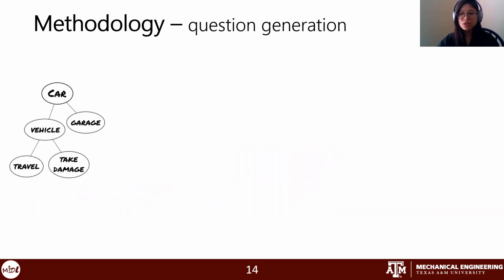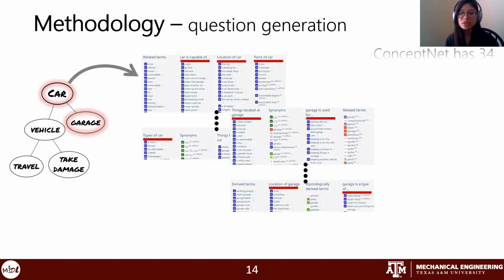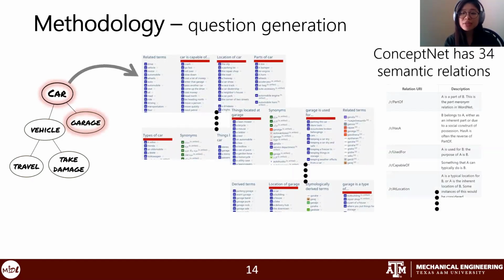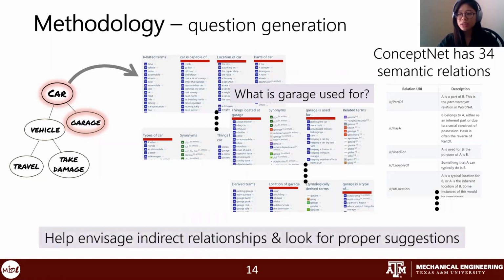Our idea for question generation is to stimulate the users to think about different aspects of the node's content. For this, we found that the relationship types in ConceptNet are excellent for generating such questions. For example, given a content of an existing node, garage, and the relationship types from ConceptNet, we can generate something like this: What is garage used for? And add it to the mind map. Here, questions can not only help the user think about different aspects of a concept, but also look for appropriate suggestions.